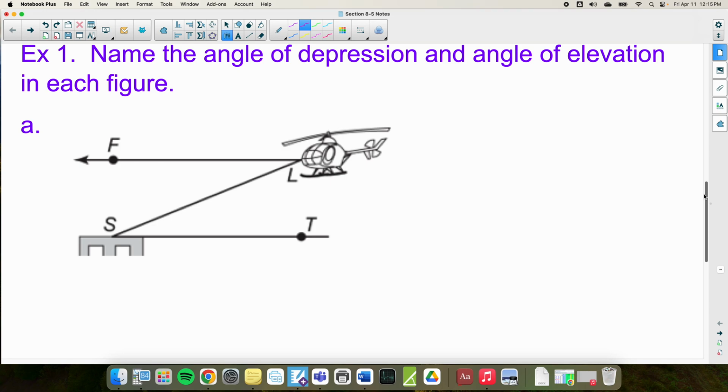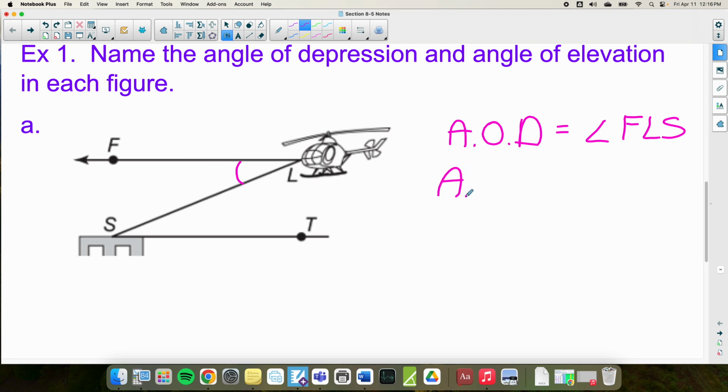So let's go down here. For this part, we do have to talk a little bit about angle of depression. I'm going to use AOD for angle of depression. That would be this angle right here. Like this pilot of the helicopter looking forward is looking down at something on top of this building. That is angle of depression, and it's going to be angle FLS or SLF, okay? L has to be in the middle of that angle.